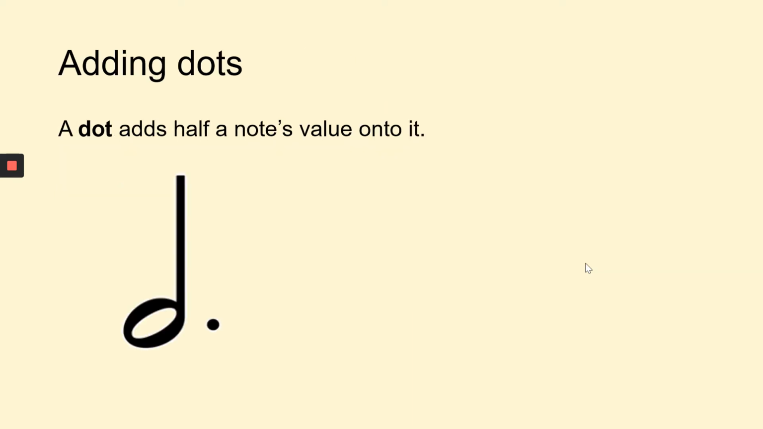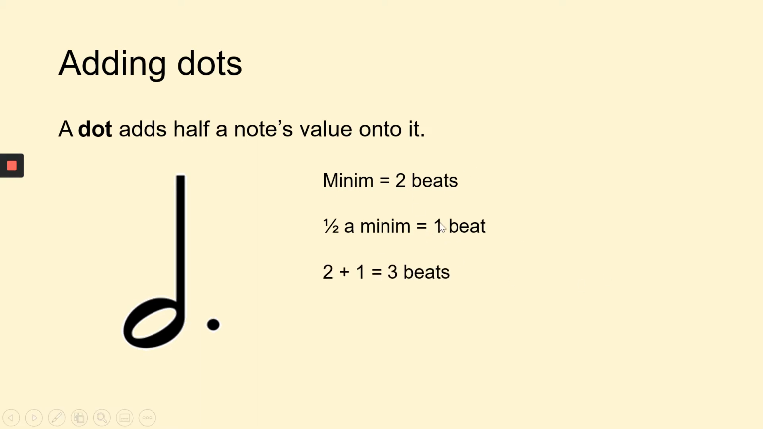A dot adds half a note's value back onto it. So, here we have a dotted minim. We start by remembering how long a minim lasts for. It lasts for 2 beats. Then we work out what half of that note would be. Half a minim equals 1 beat. We then add the two together. 2 plus 1 equals 3. So we know a dotted minim equals 3 beats.